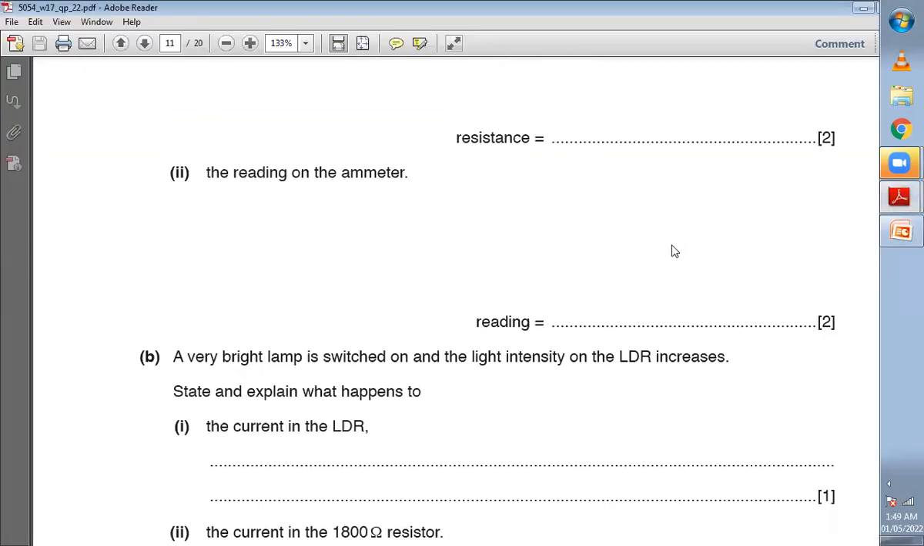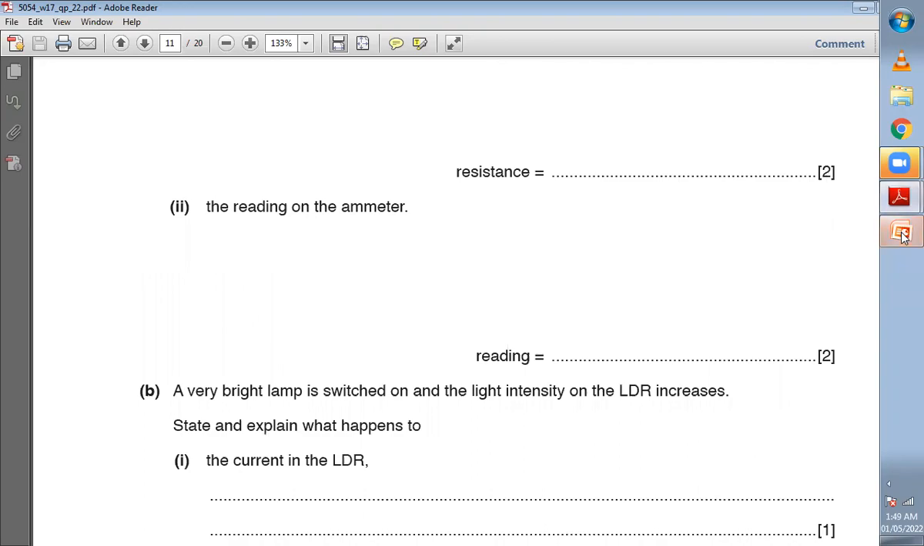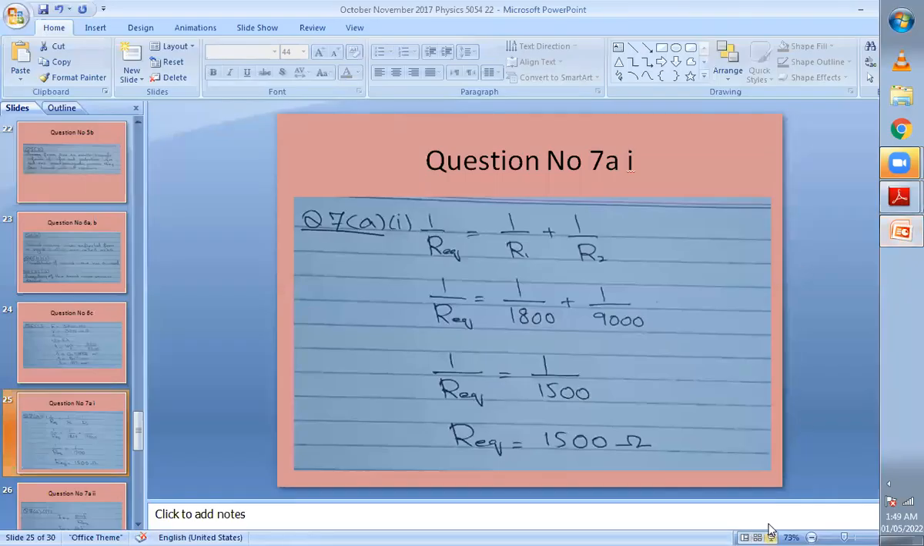Okay, so the next part is the reading on the ammeter. Once you know that the ammeter is telling you how much current is coming from the battery. So if you want to calculate the current coming from the battery, the formula is I from the battery is equal to EMF of the battery divided by the total resistance of the circuit. It's a 2-mark numerical. Let me show you.